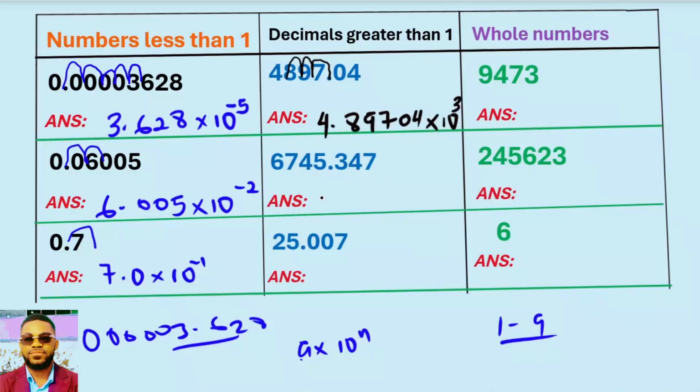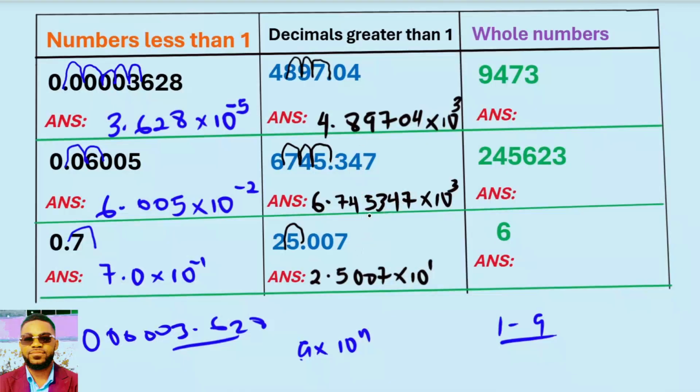That is it. Let's get the next one. In the same manner, we have to move to the left. Let's move 1, 2, 3. Same. So you have 6.745347 times 10 exponent 3. So that is how we can get that one too. And let's check the last one for this set. Here, obviously, we are going to move just 1 time. So that's going to be once here, and we put the point here. We have 2.5007 times 10 exponent 1. So that is how we can change these numbers to standard form.